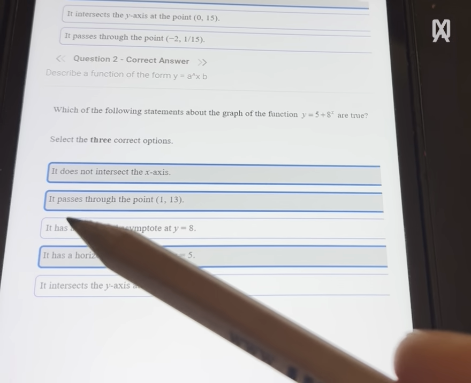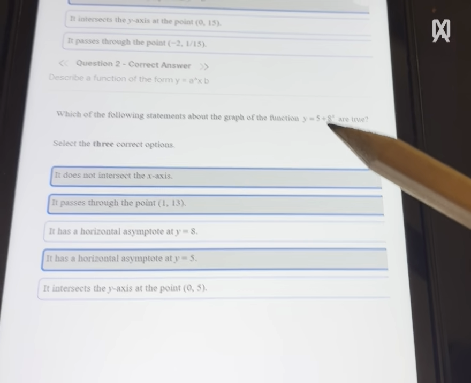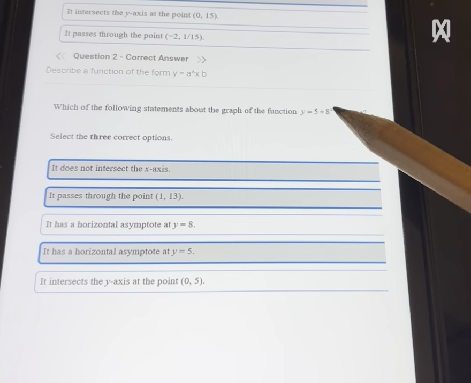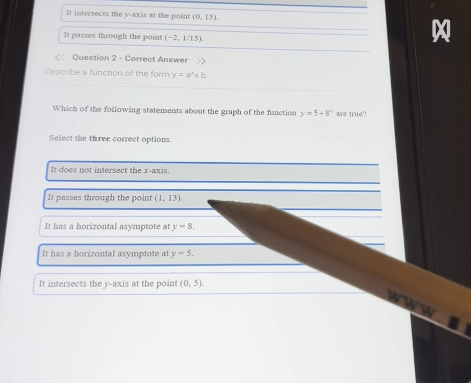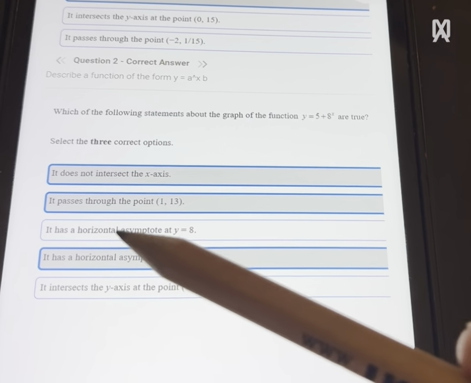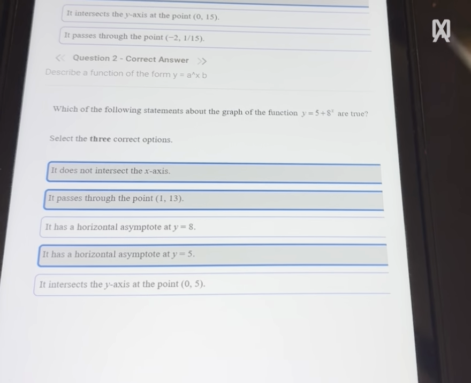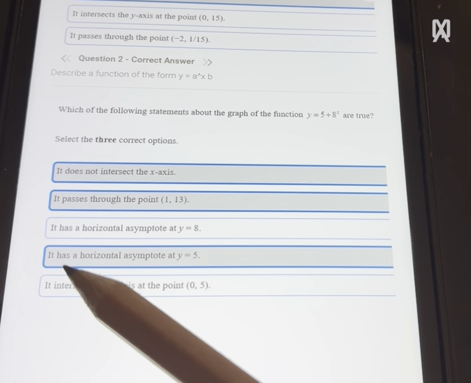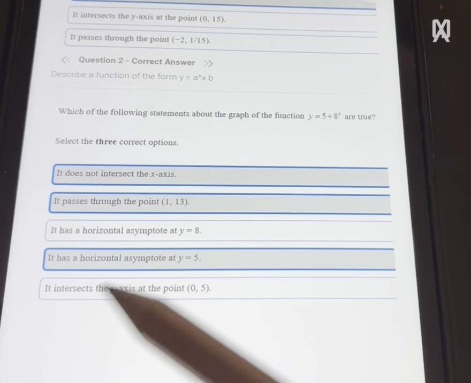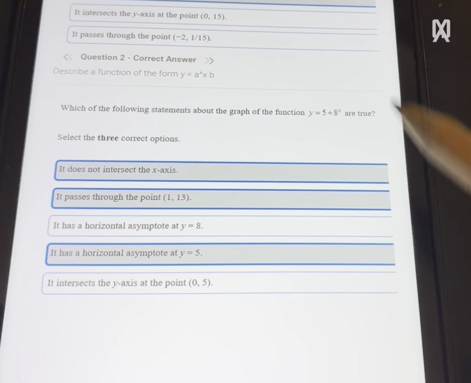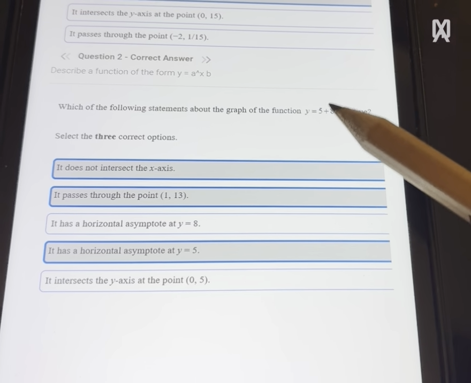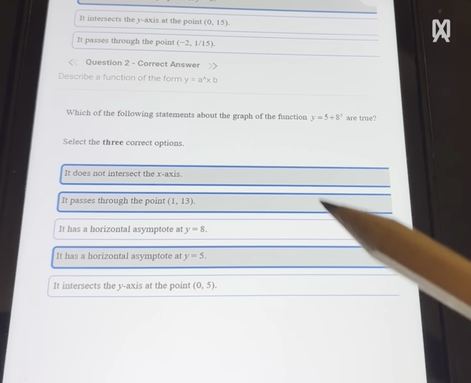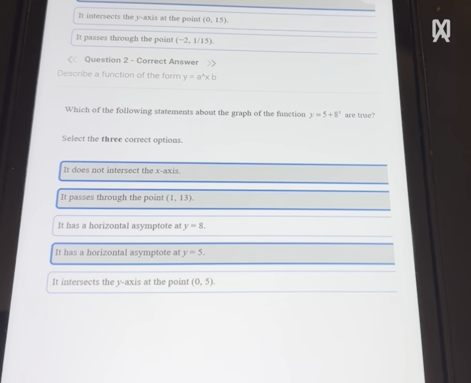That is correct. It passes through the point 1. So when x is 1, 8 to the power of 1 is 8 plus 5, 13. So this is correct. It has a horizontal asymptote y is equal to 8. No, the horizontal asymptote is y equal to 5. So this one is wrong. It intersects the y-axis at 0. So when x is 0, this will be 1, 5 plus 1 is 6. The y is 6. So this is wrong.